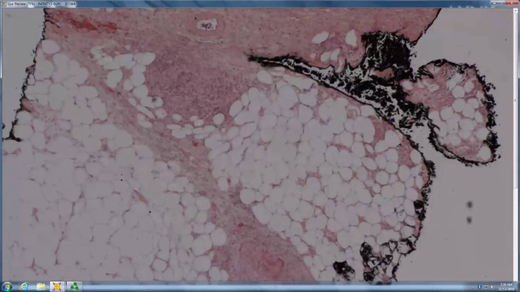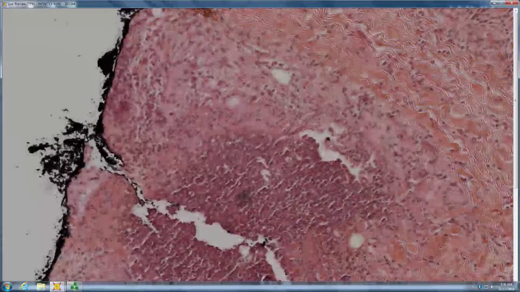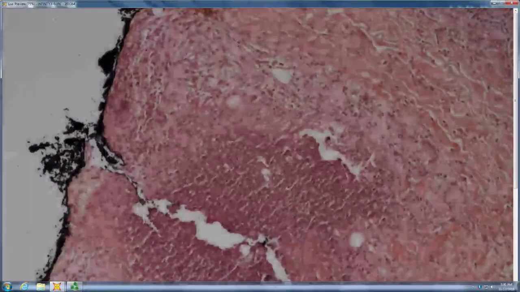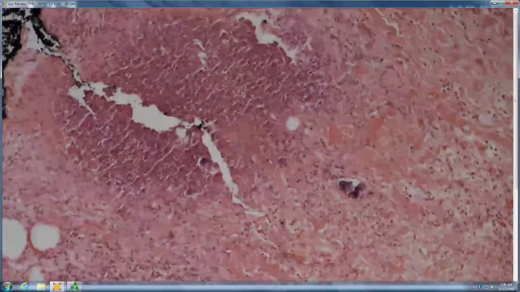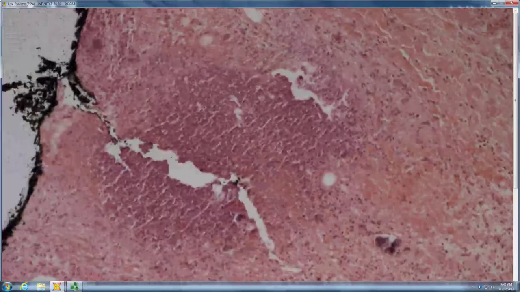Do you see Miescher's type clefts? Not really. Not so much, right? And then you look up in the dermis, and what do you have in the dermis? Is that some necrosis? Yeah, you got an abscess, right? Palisaded granuloma with abscess. Infection, potentially.